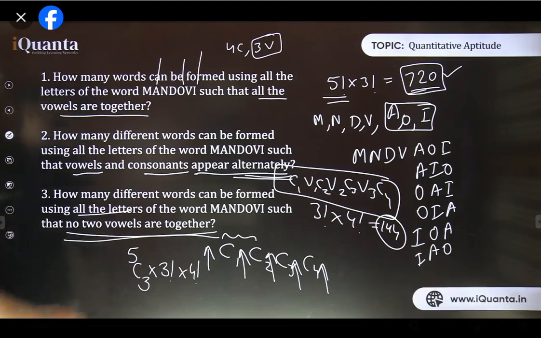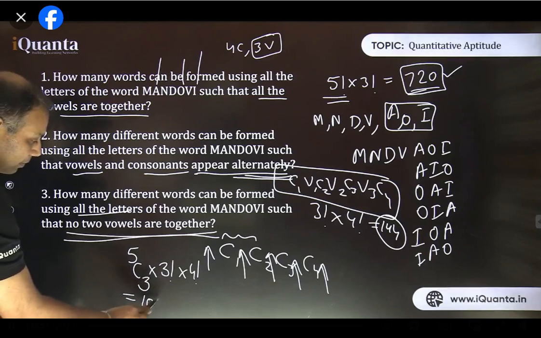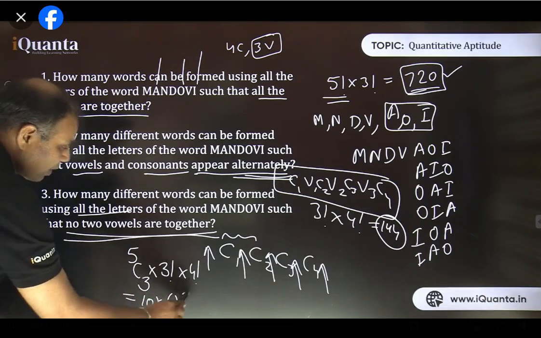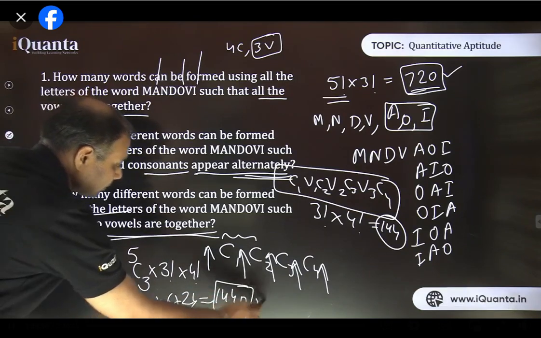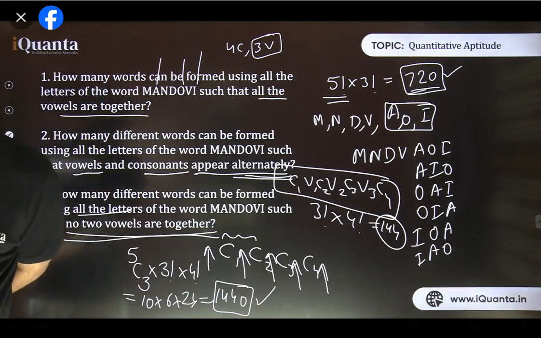Fine. So let's simplify this. 5C3 is 10, 3 factorial is 6, and 4 factorial is 24. So it is 1440. This is the right answer.